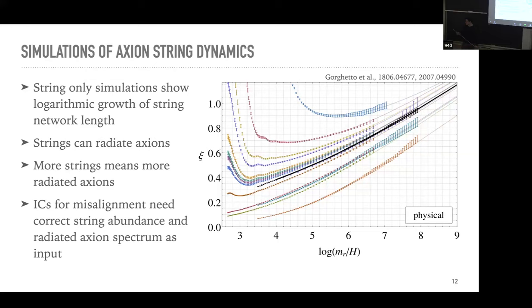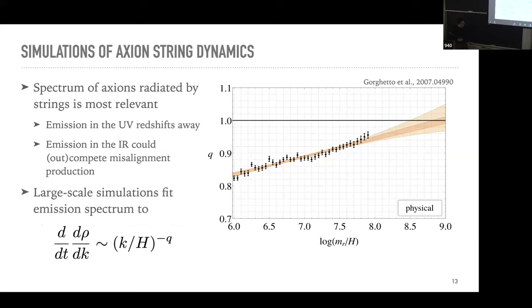Another thing you could ask is, what is the spectrum of axions that are radiated by strings? If you ask that, the q is some spectral index fit to the emission spectrum. Down here, q less than 1, this is radiated into the UV, which is saying you're not radiating off many axions because the axions that you're radiating off are very energetic. On the other hand, if your q goes to larger than 1, you're radiating into the IR, in which case you're radiating off a large number of axions, which is allowed from energy conservation because those axions you radiated off don't have much energy.